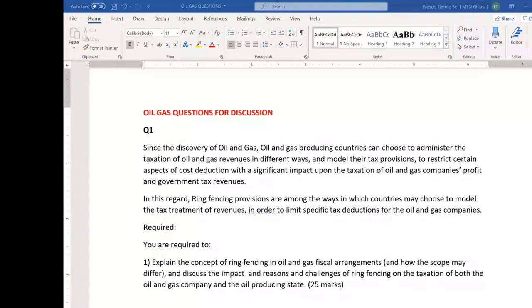No, I'm not done. So the requirement is to explain the concept of ring fencing in oil and gas fiscal arrangements and how the scope may differ, and discuss the impacts, reasons and challenges of ring fencing on the taxation of both the oil and gas company and the oil producing state. I intentionally took this question to another level.